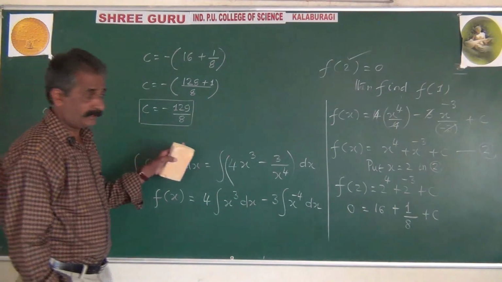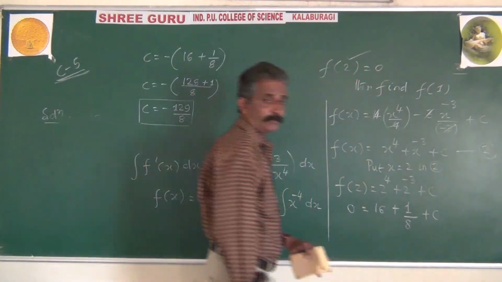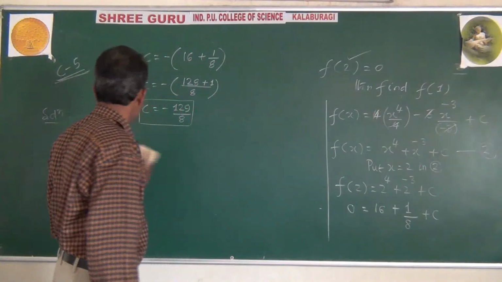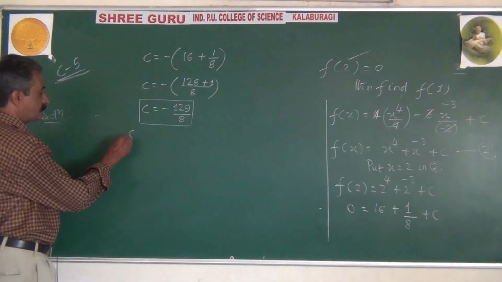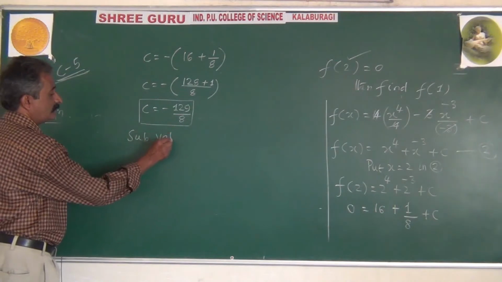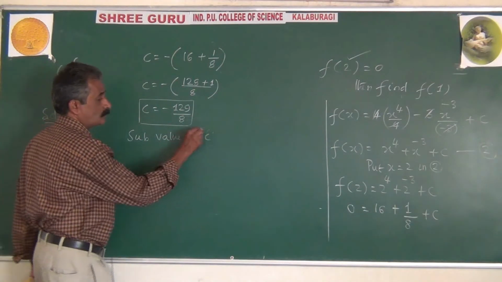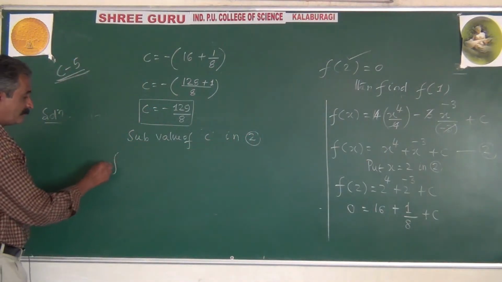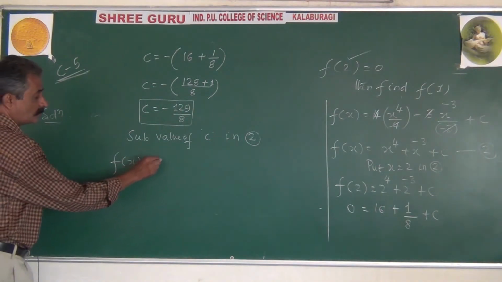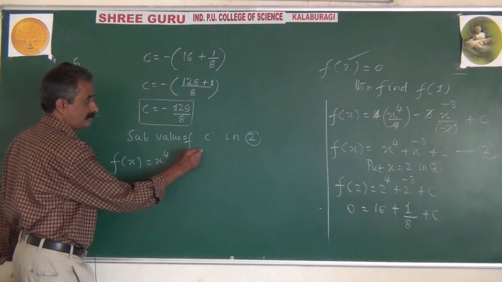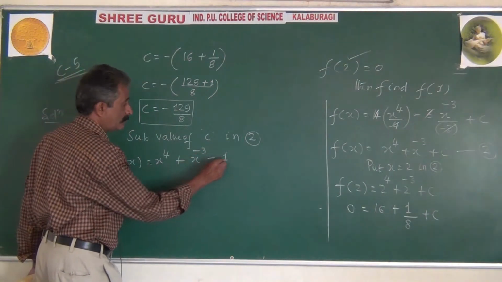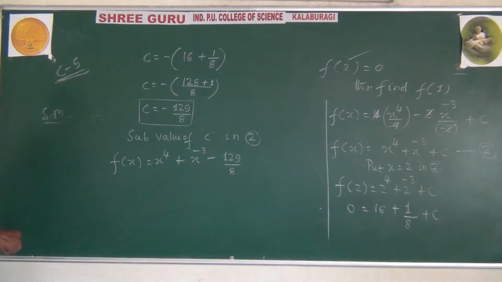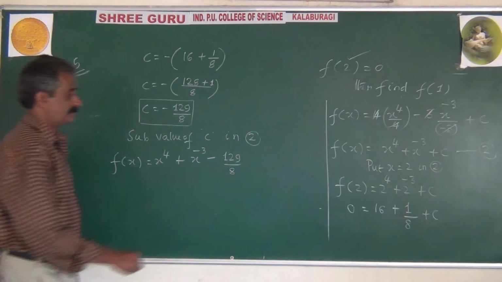Now this value of c we shall put in equation 2 without fail. Next write, substituting value of c in equation 2, so that f of x equals to x power 4 plus x power minus 3 minus 129 divided by 8. This is f of x.